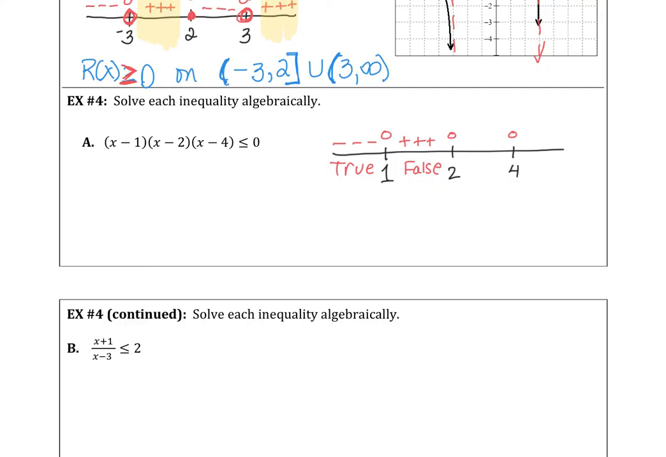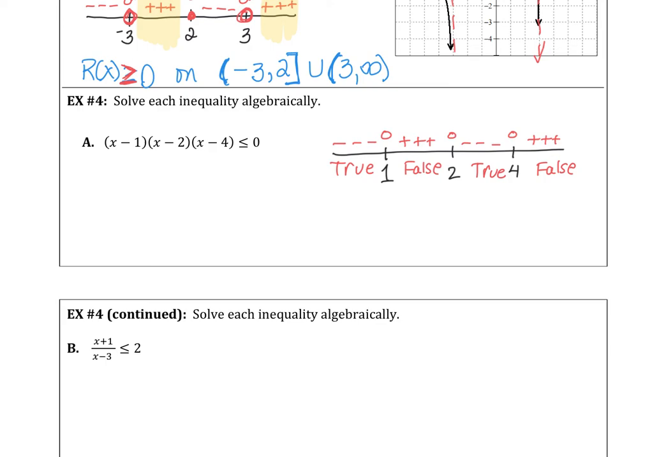Between 2 and 4, let's try a 3. So if we have a 3 here, a 3 here, and a 3 here, that's going to produce a negative value. This section is true. And then greater than 4, if we had a 5 here, a 5 here, and a 5 here, that's going to produce a positive result. So this section is false.